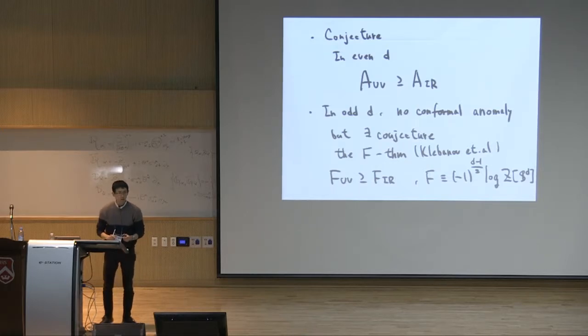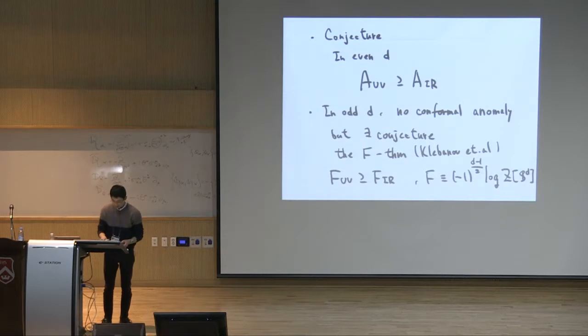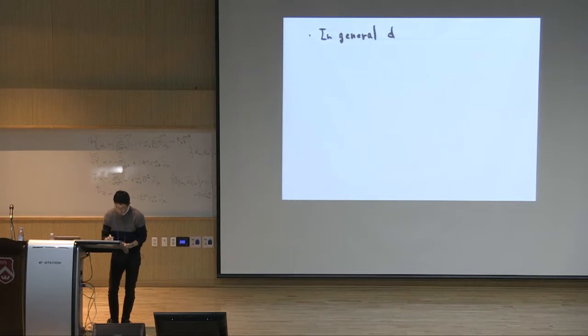This is a conjecture in odd dimension, but there are more general conjectures unifying these two. In even dimension this is also called the A theorem, and on the other hand you have the F theorem in odd dimension. It would be nice if you could unify these two, and there is a very interesting proposal in general dimension D. There is also another conjecture or proposal called the generalized F theorem.